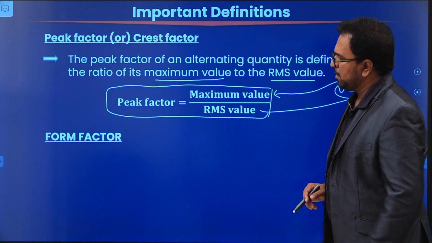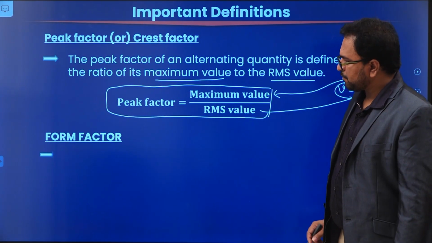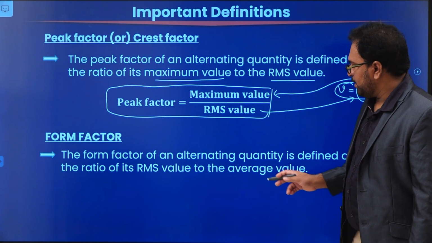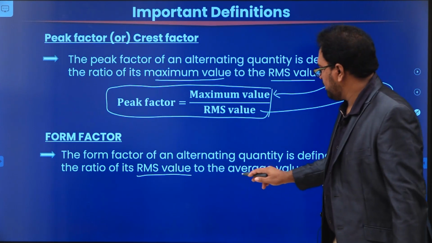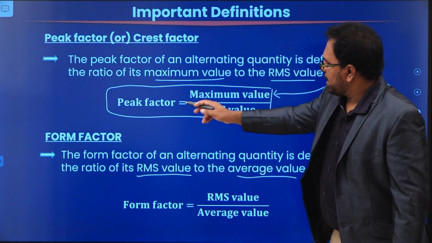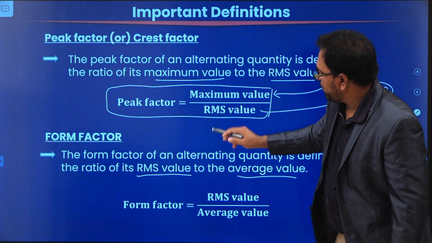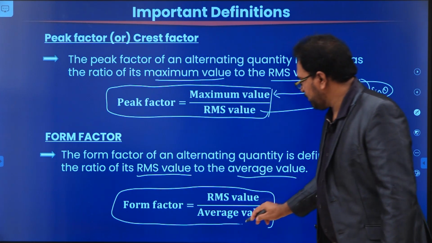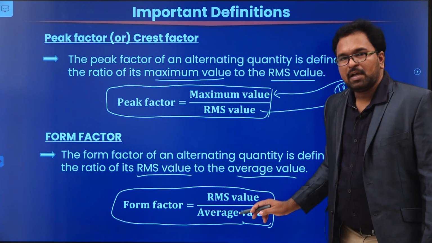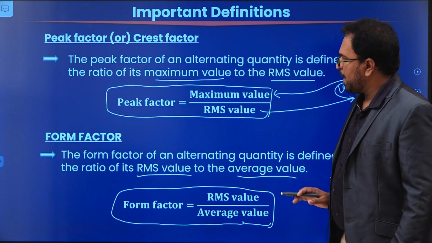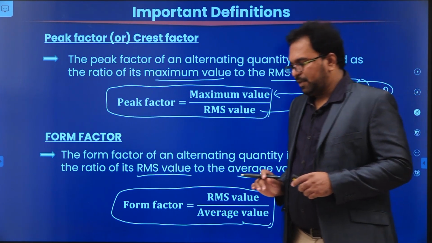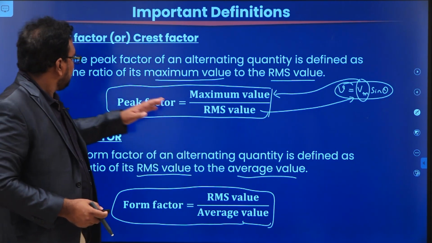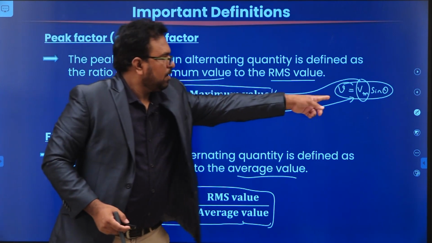And the last one is nothing but form factor. This form factor is also a ratio of an alternating quantity in terms of RMS value and average value. So peak factor is maximum by RMS and form factor is nothing but RMS by average. So form factor is the ratio of RMS value to the average value. Okay. So this is all about the definitions. Now let us calculate this RMS, average value as well as peak factor and form factor for a sinusoidal waveform.